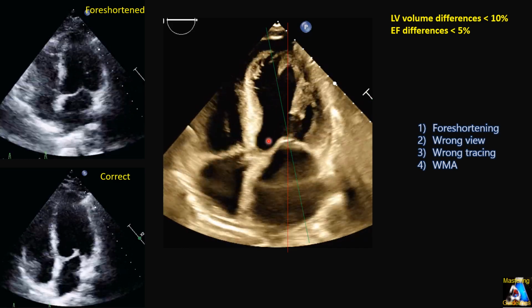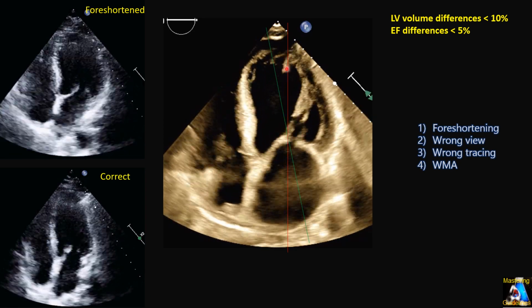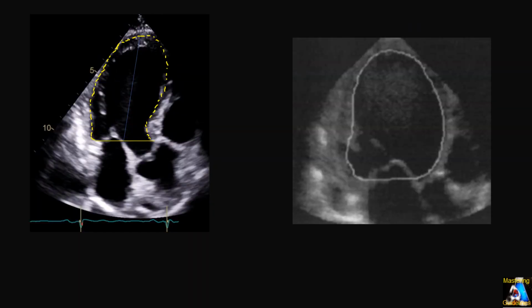If we have access and have a good window, we can use 3D, which is better than 2D. In some studies, it has been shown that instead of the apical 2, apical 3 is more reliable and more accurate than apical 2. So instead of the apical 4 and 2, those studies, comparing with MRI and 3D, show that apical 3 is more reliable, more accurate, and has less error than apical 2.